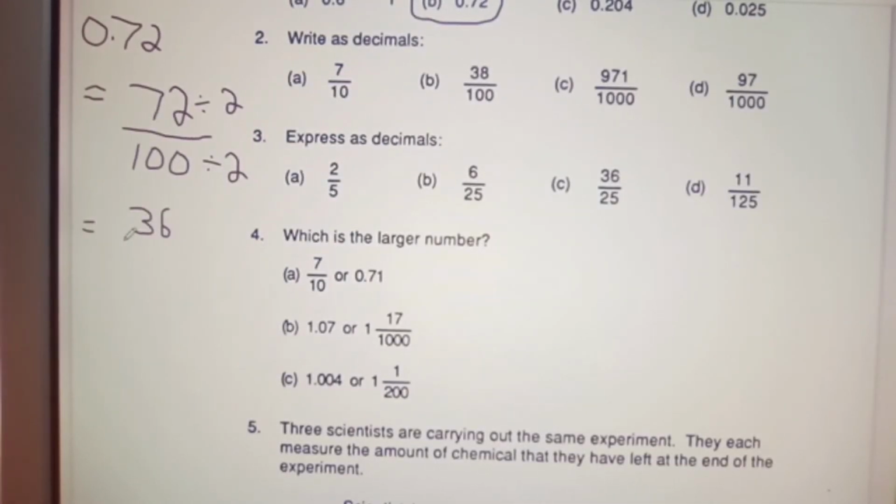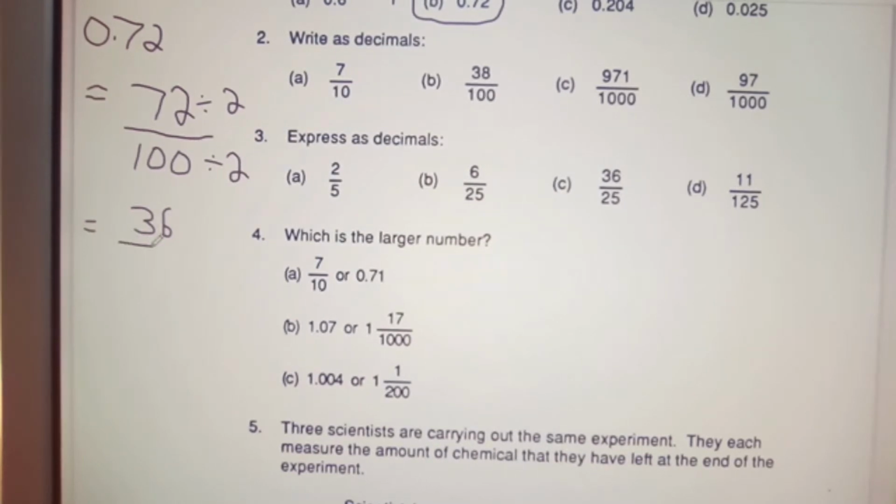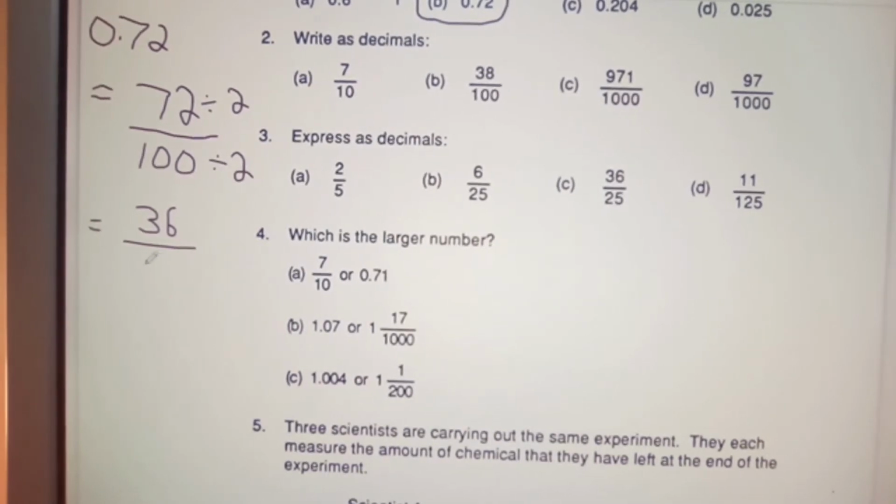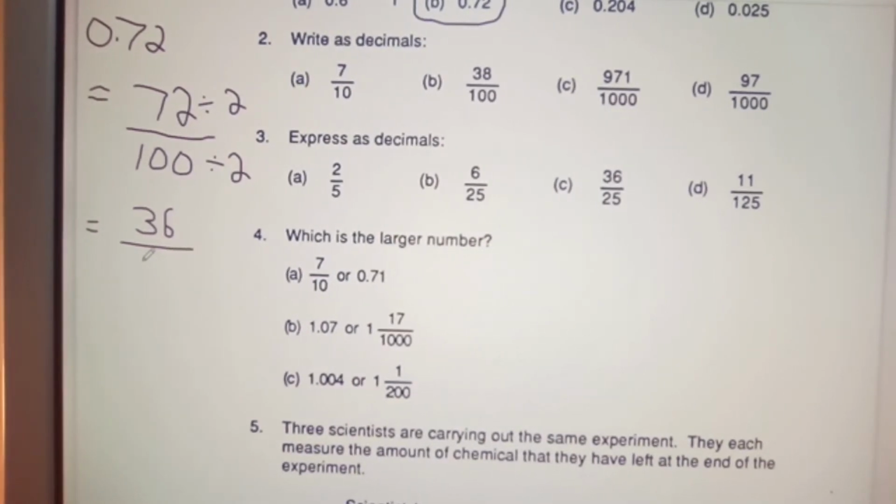No, she won't. And that's the 36 over 50. Oh, sorry, it's okay. I was just thinking about something else at the moment, at that time.